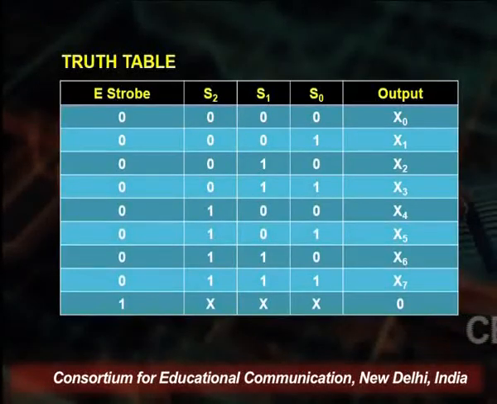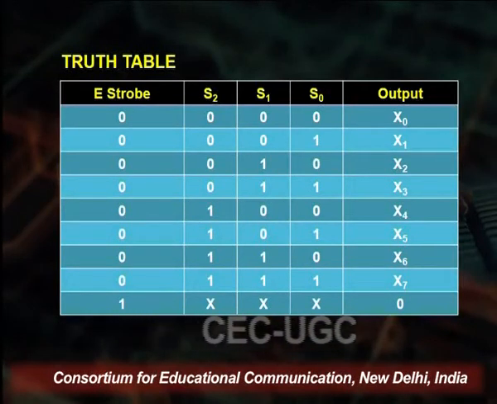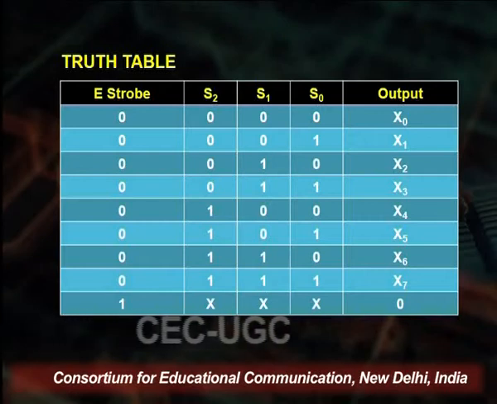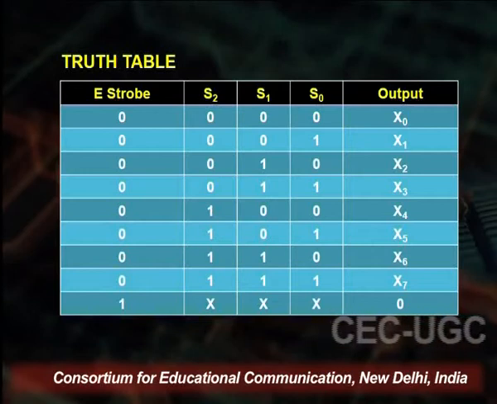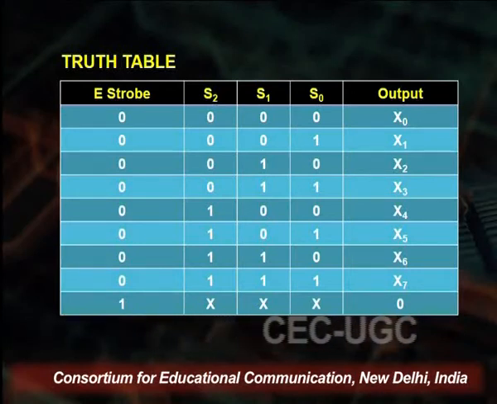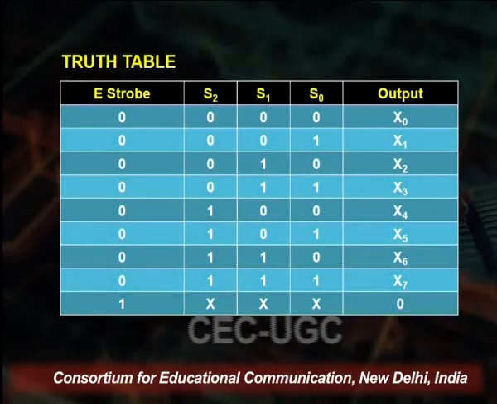The truth table still remains the same, and we find that as long as the strobe signal remains at 0, the multiplexers work, and when it goes to 1, they get inhibited irrespective of the combination of S2, S1 and S0. And again, 4x1, 4x1 fed into 2x1, and we get the combination as 000, 001, 010, 011, 100, 101, 110 and 111. Likewise, whatever is the input combination, that particular input is sourced to the output, right?